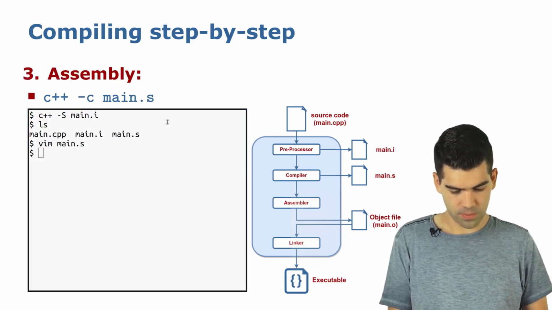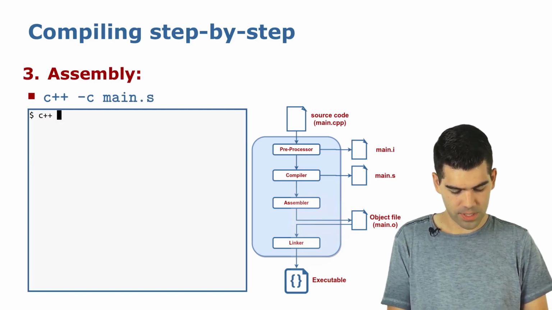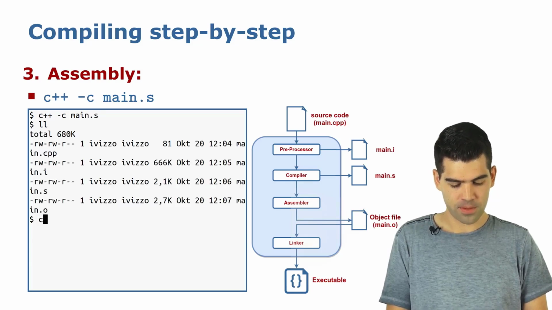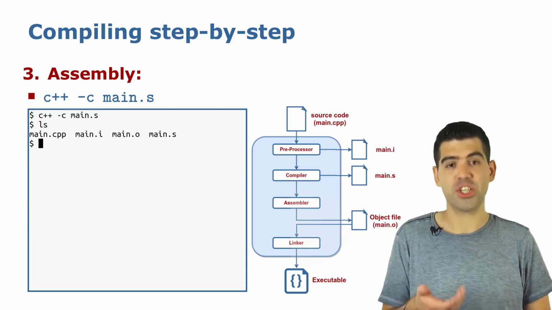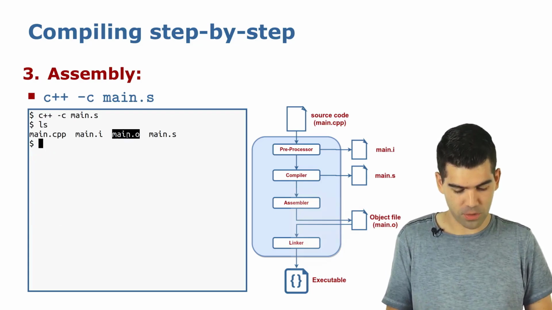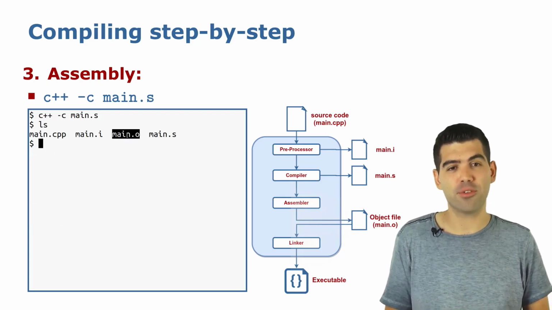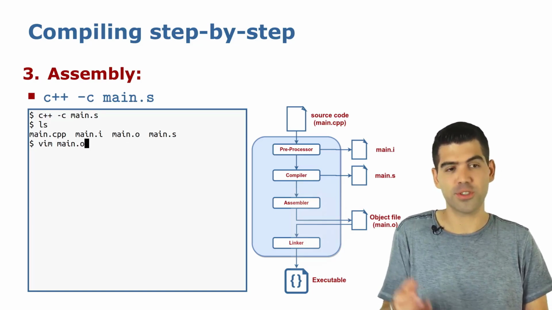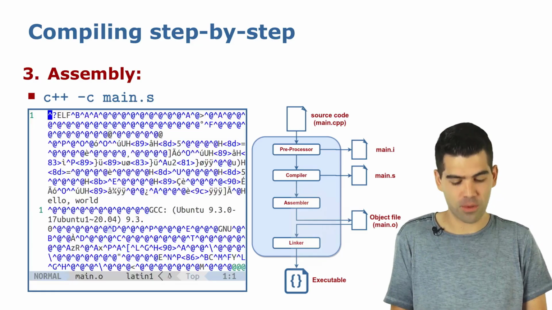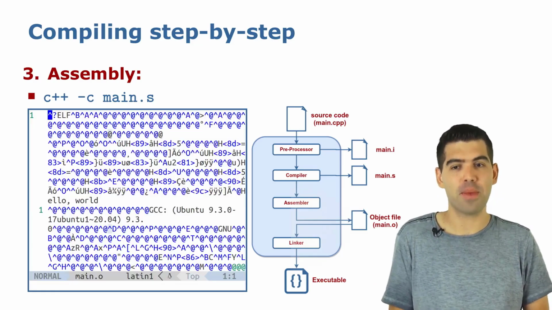So for that, we need to call this and then assemble this. And if I check now the output, I will have this main.o, that is going to be a binary format object file. If I try to open this file with my text editor, of course, I'm not going to see anything meaningful because it's all binary, and that makes sense, of course.